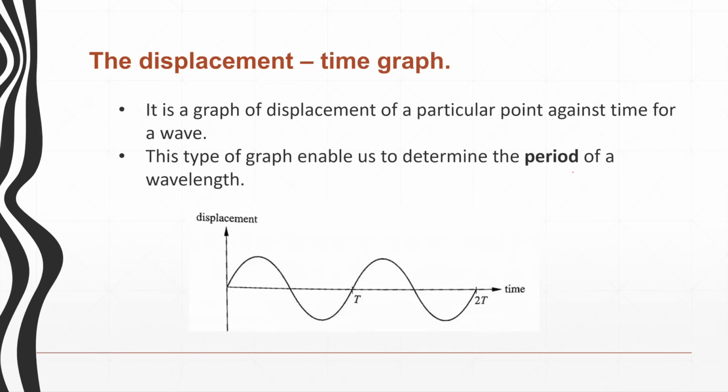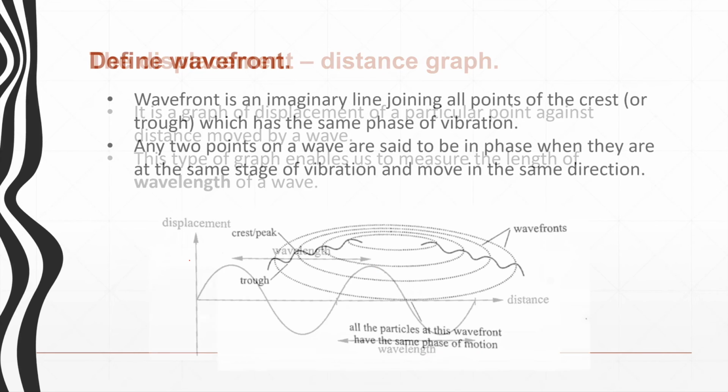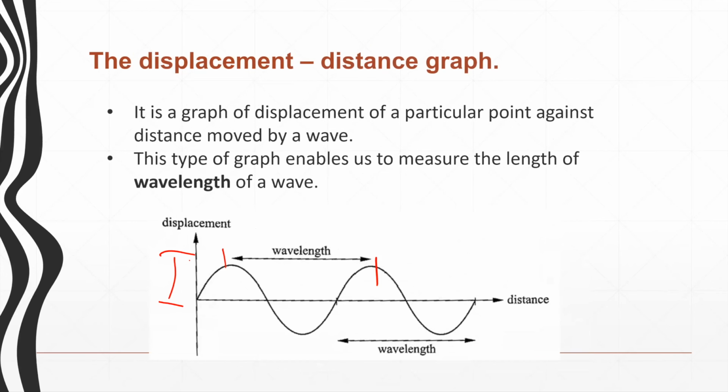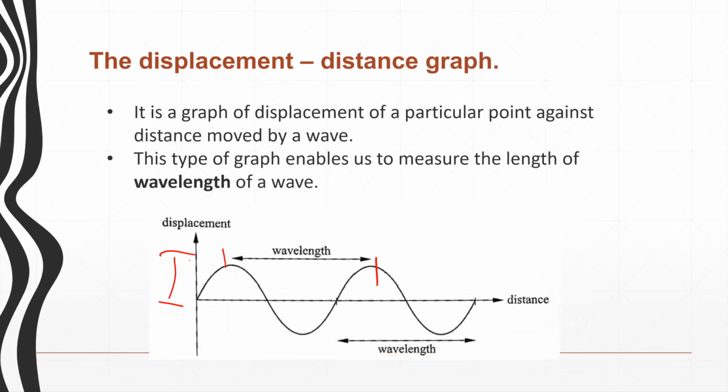There I go. This is the displacement-time graph. You find the period here. Then you can find the amplitude here. Then you have a displacement-distance graph. You will find the wavelength and you will find the amplitude. So with these three things, period, amplitude and wavelength, you can find the frequency, and you can find the speed of the wave.